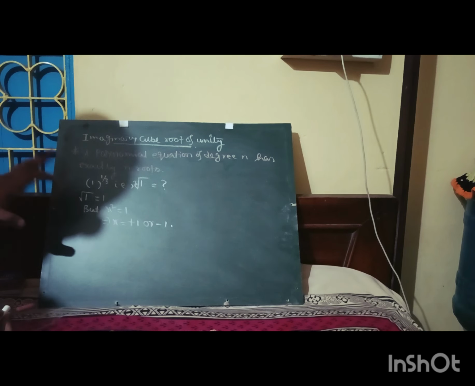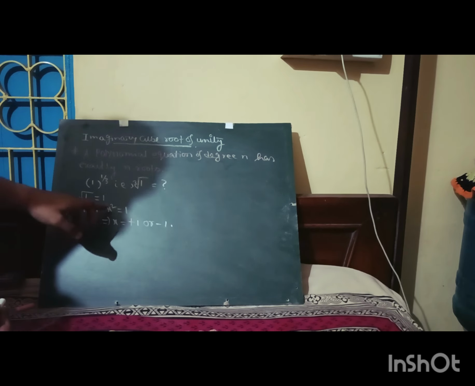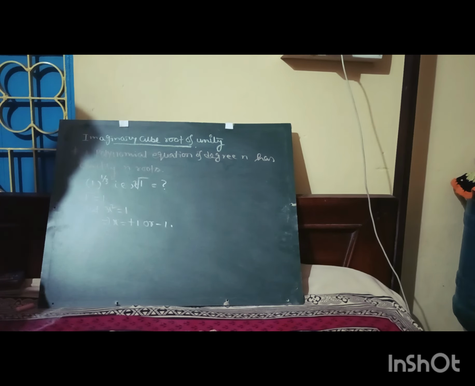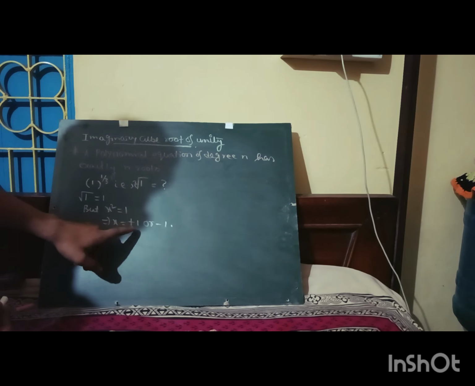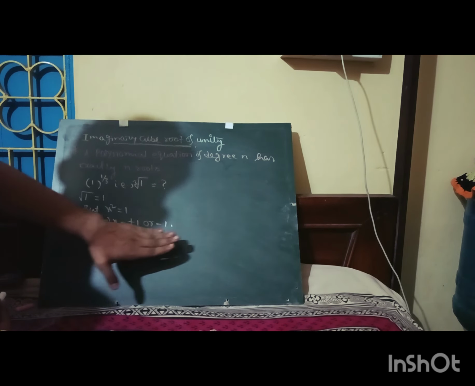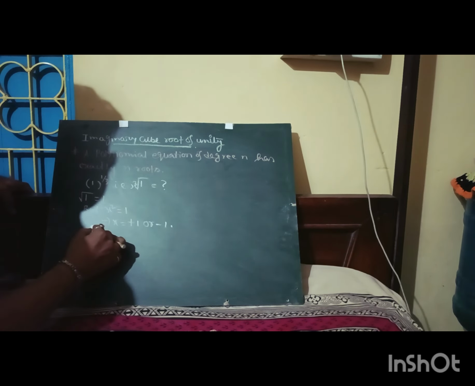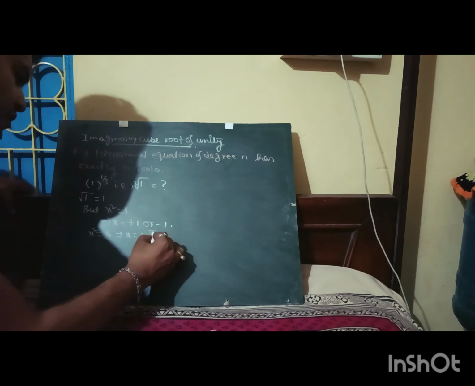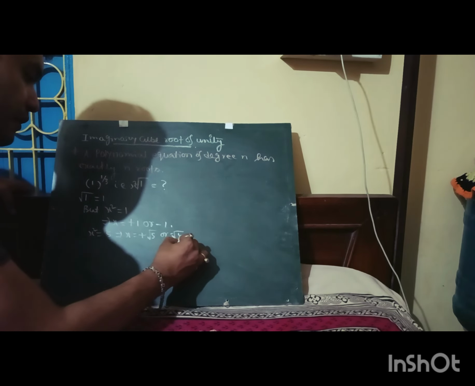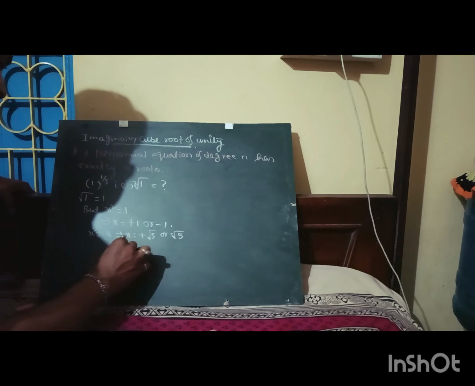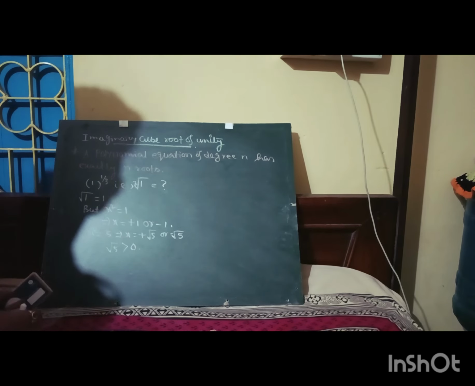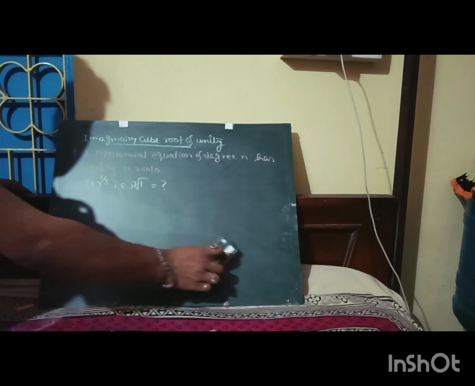That is, the square root function is a single valued function, but here x square equal to 1 is a quadratic equation, that is a polynomial equation of degree 2. So it will have exactly two roots, plus 1 or minus 1. If we take x square equal to 5, then we get x equal to plus root 5 or minus root 5. But root 5 is always greater than 0. Now we learn about the cube root of 1. How to solve it?